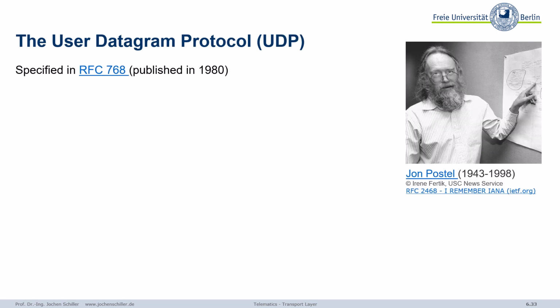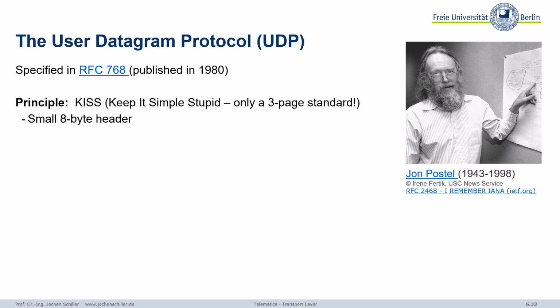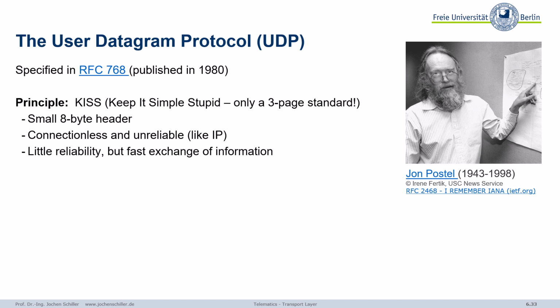UDP, very simple. UDP was published in 1980. John Postel was the one creating this. And the idea is, keep it simple, stupid. So it's only a 3-page standard. That's ultra short. Small header. It's connectionless, unreliable, like IP. So why do we use it? Well, we'll come back. So little reliability, but it's fast because it's very lightweight.